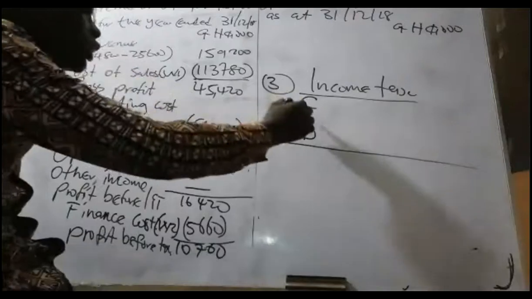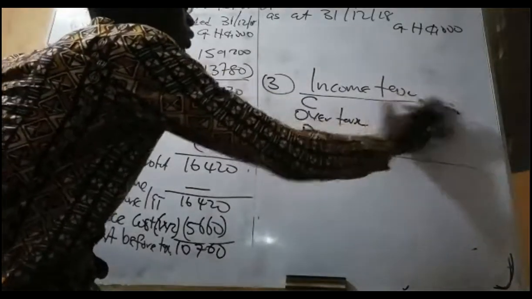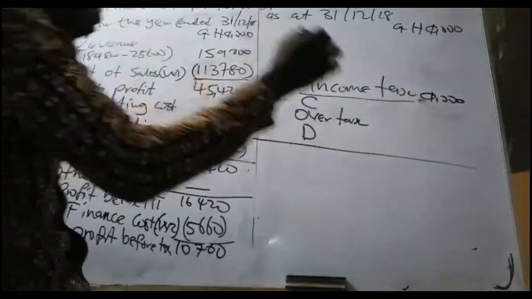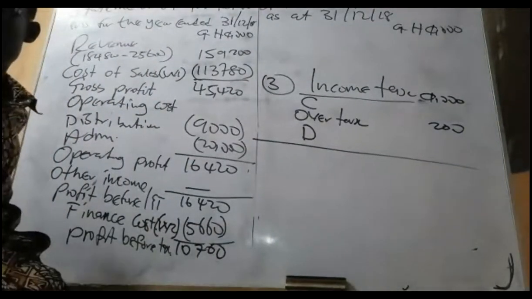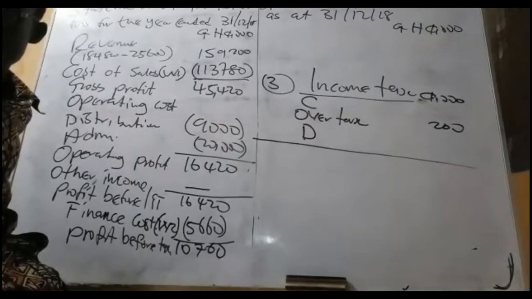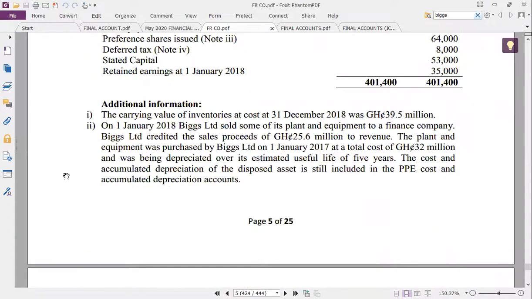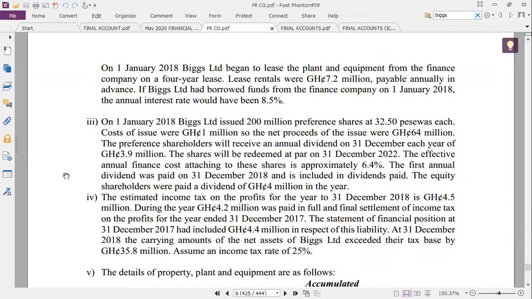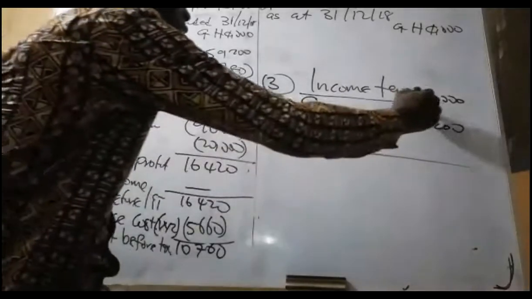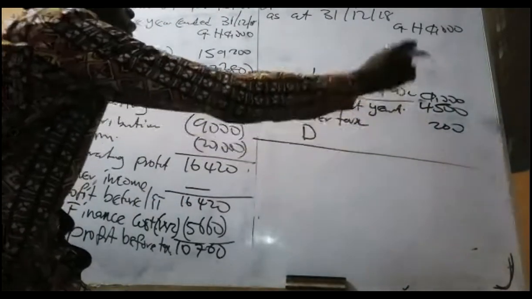If there are no notes, so over tax. I bring my currency, but must go top. Then I'll put my 200 Ghana here. In fact, if you go to the footnote, there was a note to that one. The footnote first states that the estimated income tax on profits for the year 31st December 2018 is 4.5 million. That's the current year tax. So I'll put 4,500 here as the current year tax provision.